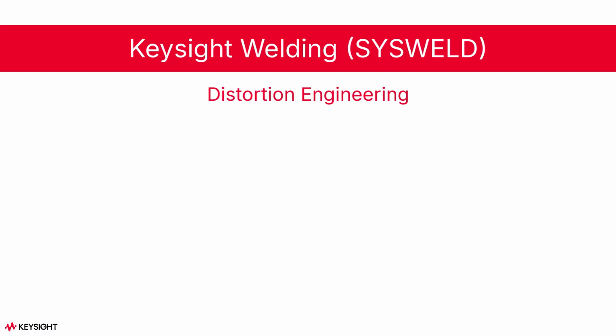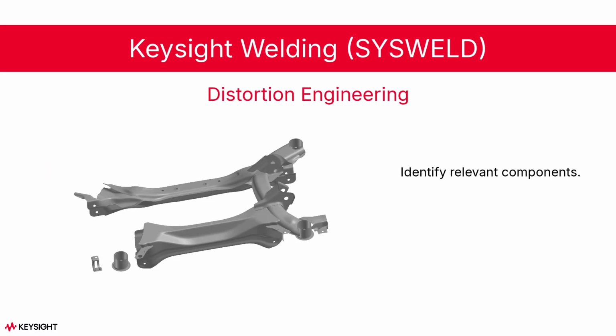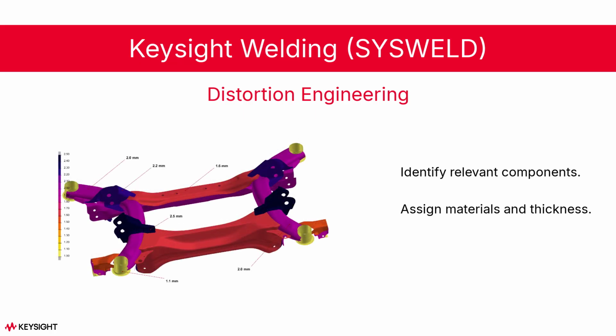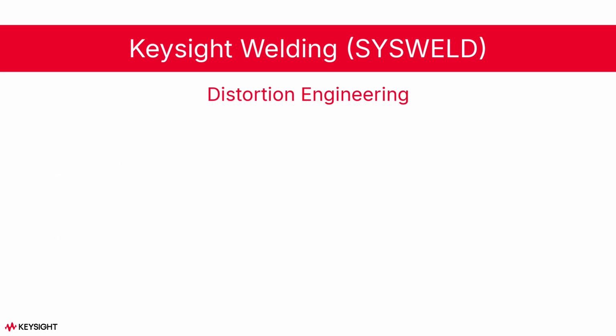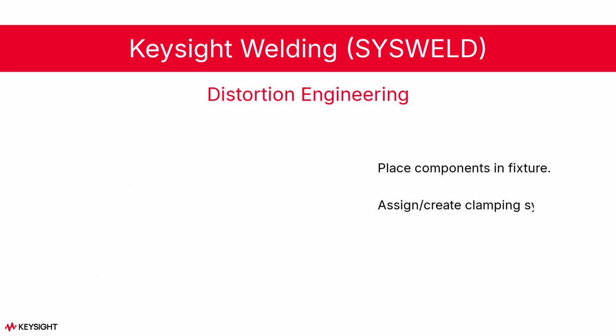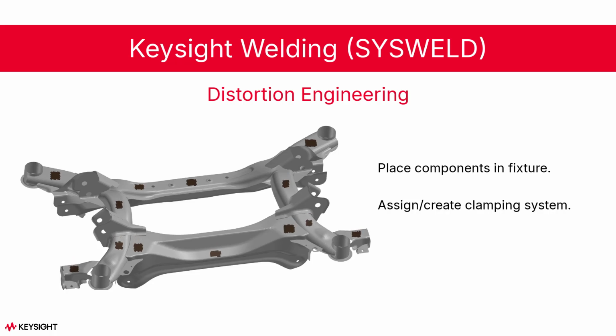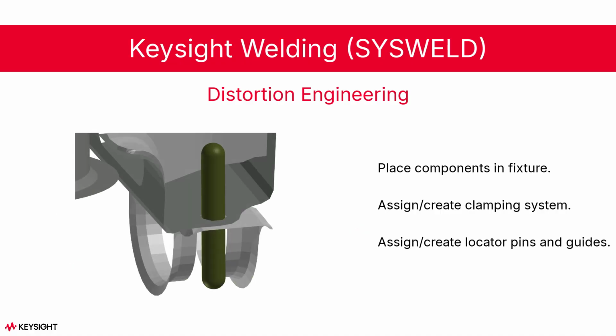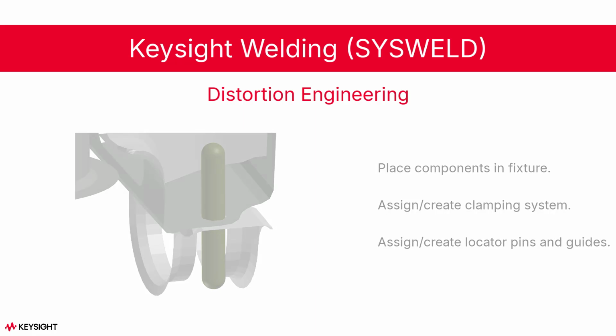Distortion engineering typically begins by identifying the components to be welded. Next, materials and their corresponding properties are assigned. And when stamping simulation results are available, you can also include local thicknesses, strains, and stresses for the highest possible accuracy of welding input data. In the next step, components are positioned in sequence within the positioning fixture. If clamping tools exist in CAD, they can be imported and assigned. Otherwise, they can be created quickly using dedicated modeling functions. The same applies to locator pins, guides, and support blocks.